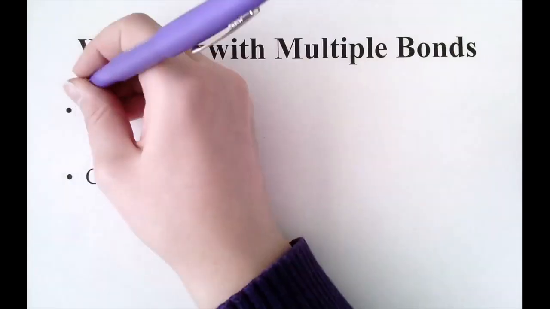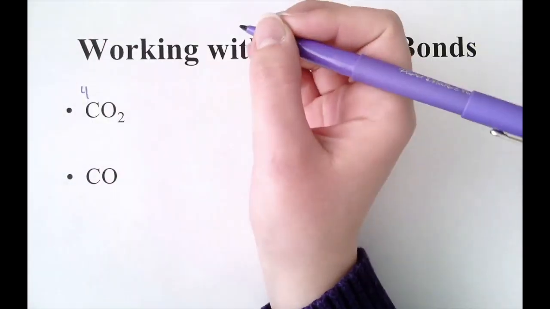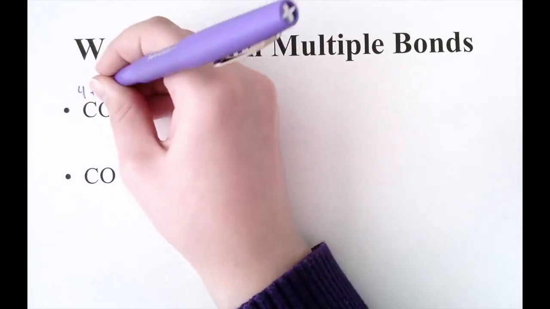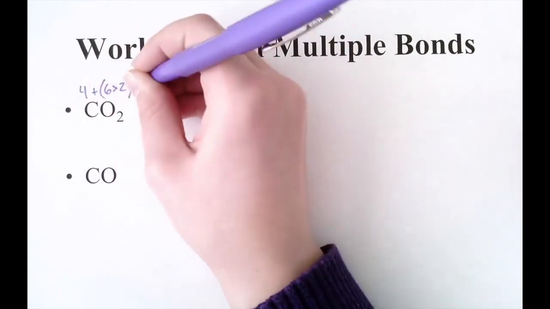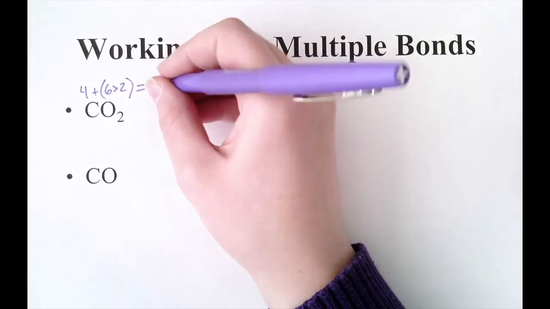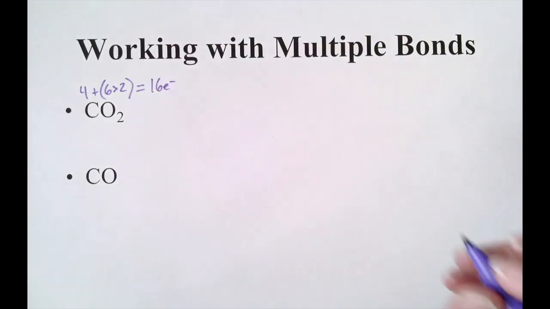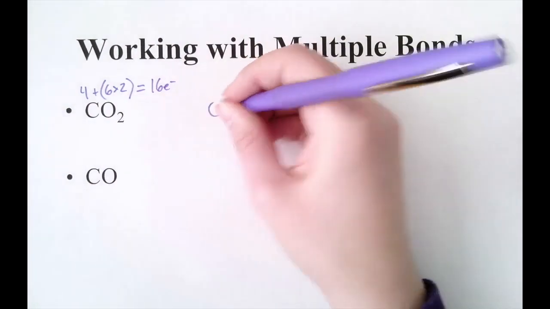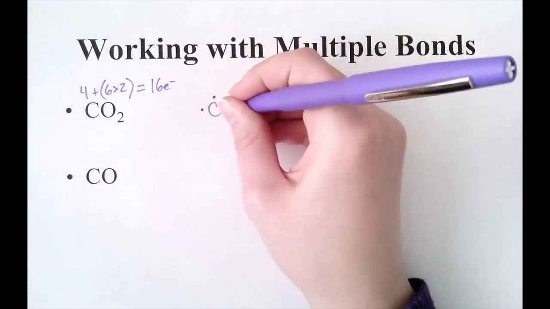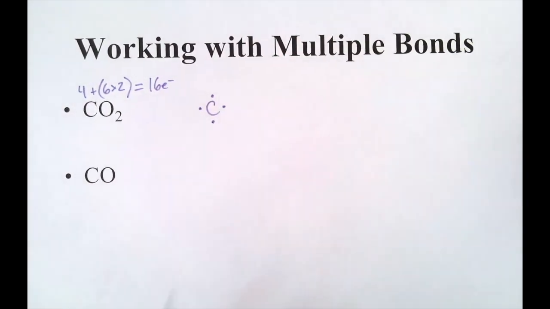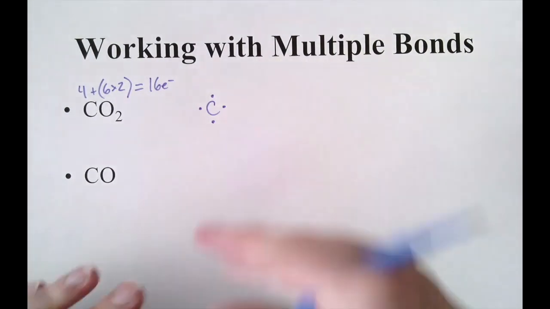So carbon dioxide, we're going to have 4 valence electrons from carbon plus 6 from each of our oxygen for a total of 16 valence electrons overall. So I'm going to start with my carbon because it has hybrid orbitals, so I spread them all out. Then I'll bring in both of my oxygens.